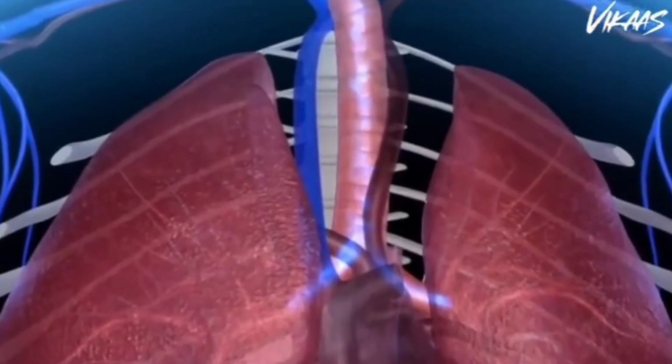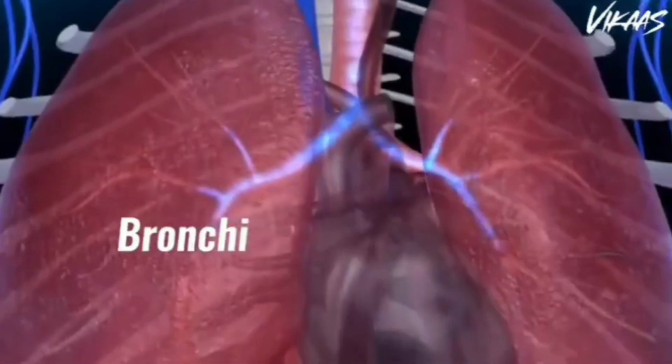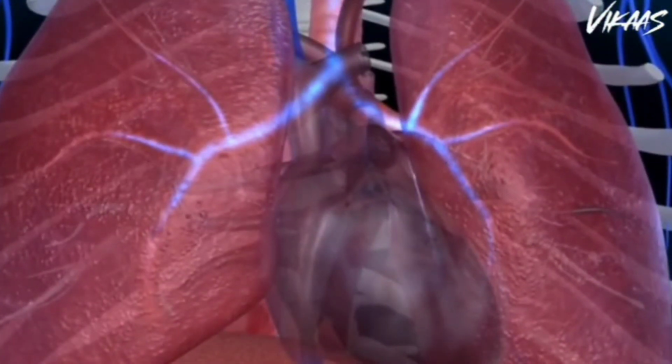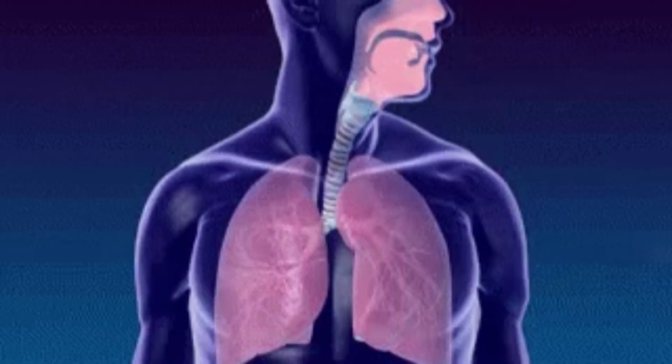Bronchi and bronchioles. The trachea divides into two branches called bronchi: the right bronchus and the left bronchus. Each bronchus enters a lung and further divides into secondary bronchi and bronchioles. Bronchioles are thin and narrow, and end in alveolar ducts.